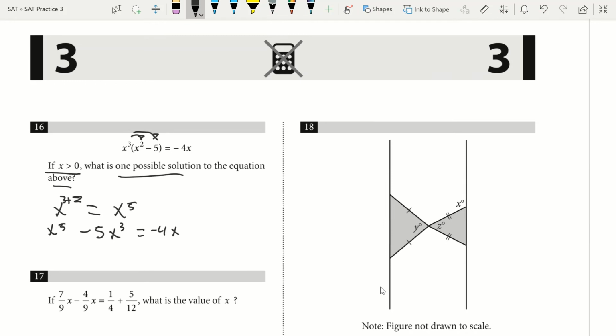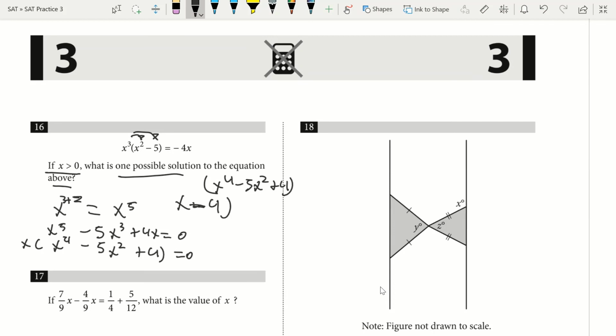We're going to add 4x to each side. Doing so, we get plus 4x equals 0. Now we can factor out our x, and we're left with x to the 4th minus 5x squared plus 4, and that all equals 0. Now, with x to the 4th minus 5x squared plus 4, we're looking for factors of 4 that add to negative 5. Factors of 4 that add to negative 5 are negative 4 and negative 1, right? So we're going to have x minus 4 and then x minus 1.